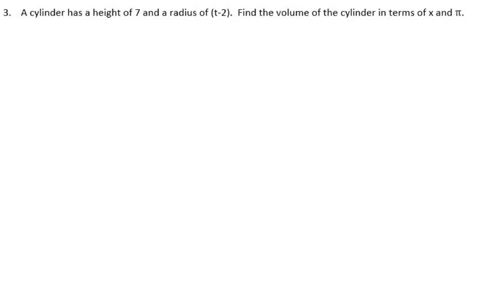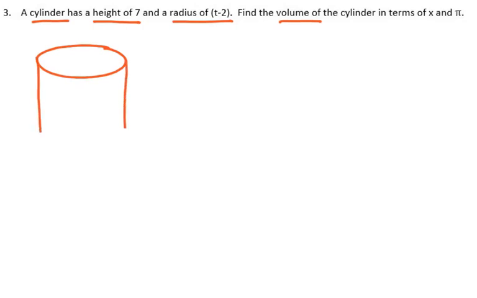In example 3, we have a cylinder, and we are given a height of 7 and a radius of t minus 2. Now this one's a little bit tricky because we want to find the volume of the cylinder. So if we think of a cylinder like this, here's our cylinder I can draw in, then we are going to have a height be equal to 7, and its radius is equal to t minus 2.